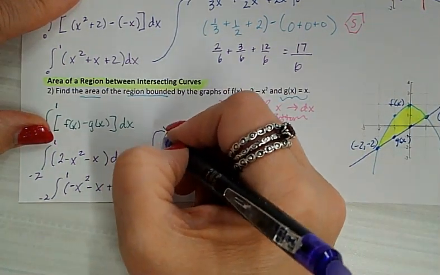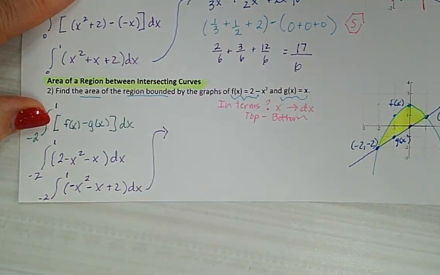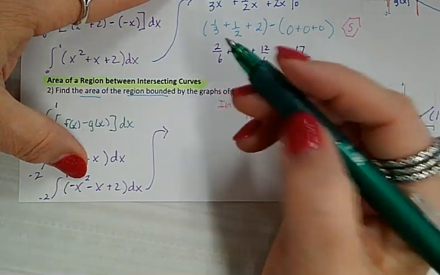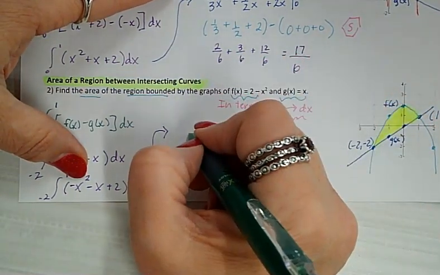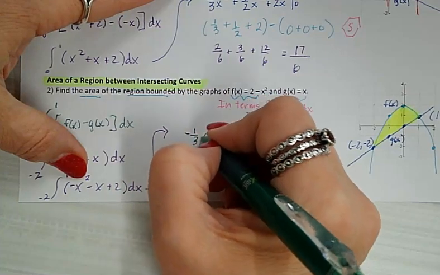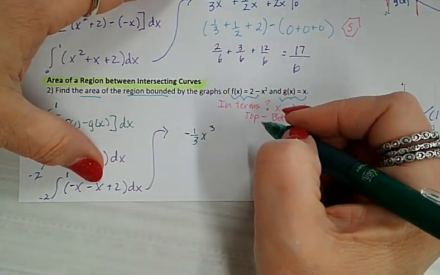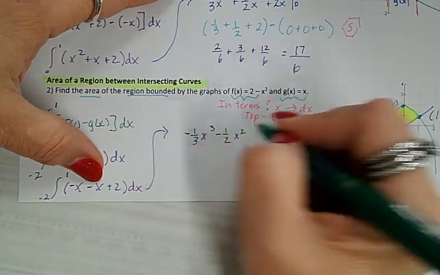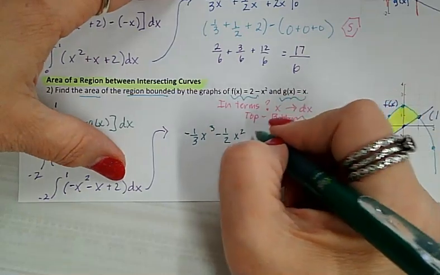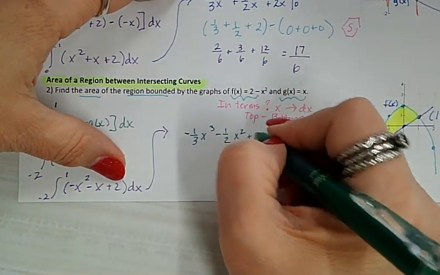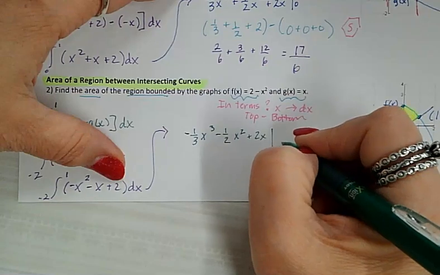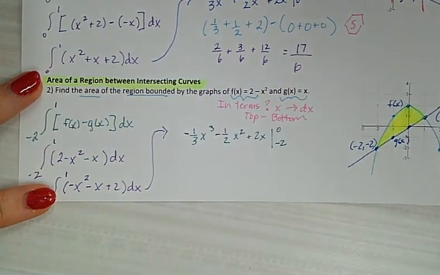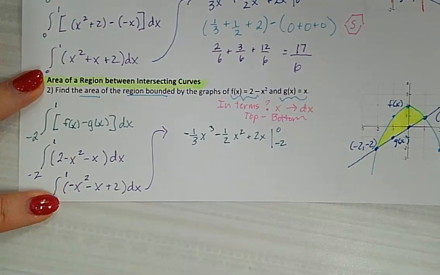All right, so now we should be able to integrate without any trouble at this point. So when I find the antiderivative of negative x squared, I get negative 1/3 x cubed. When I find the antiderivative of negative 1, I get negative 1/2 x squared. When I find the antiderivative of 2, I get plus 2x, and I'm going to evaluate it from -2 to 0. So at this point now, I'm applying my fundamental theorem of calculus.